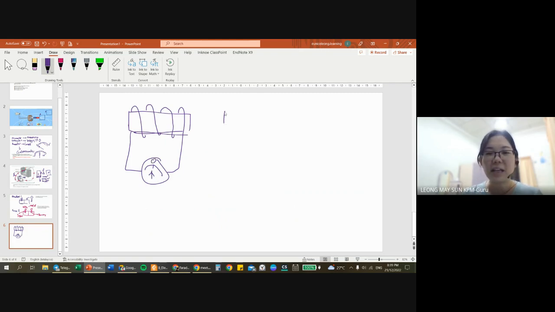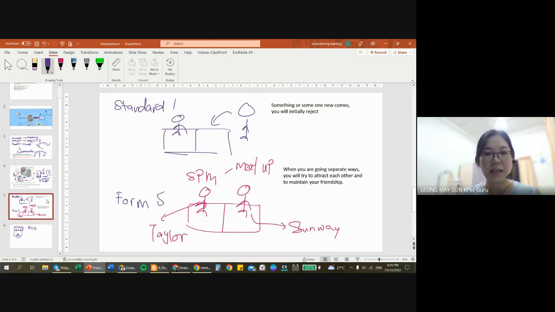And then suddenly a permanent magnet comes. Let's just say the north pole. When the north pole comes towards the solenoid, it's the same thing as in life: when something new or someone new comes along, you will initially reject it.